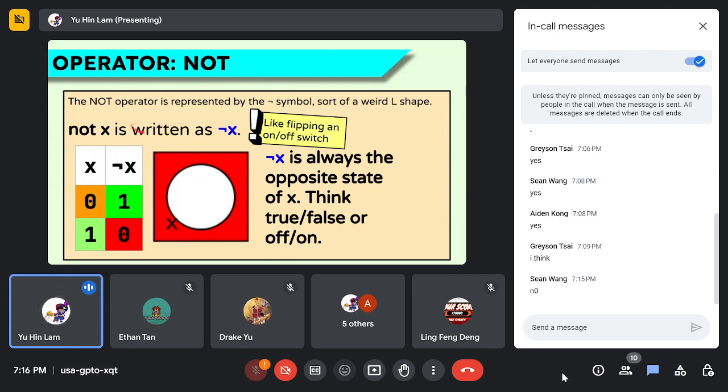So our NOT is just talking about the opposite. Not x is always just the opposite of x. So if x is false, then not x is true, the opposite. Or if x is true, then not x is equal to false. We just think of true and false as opposites of each other, just like on and off. So yeah, the NOT operator is actually pretty simple. It's just talking about opposites.